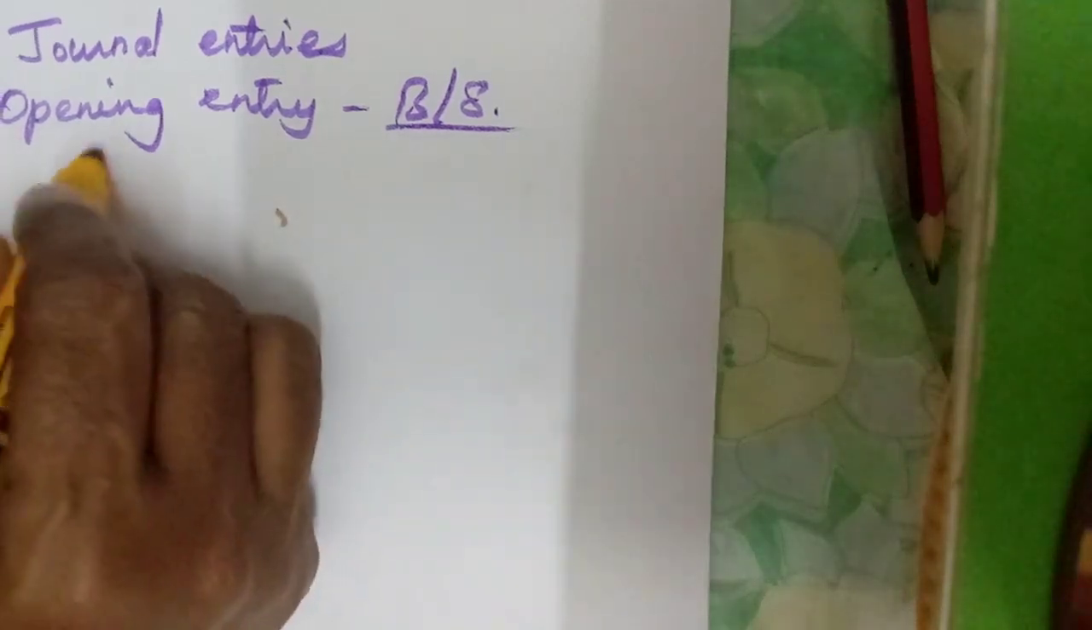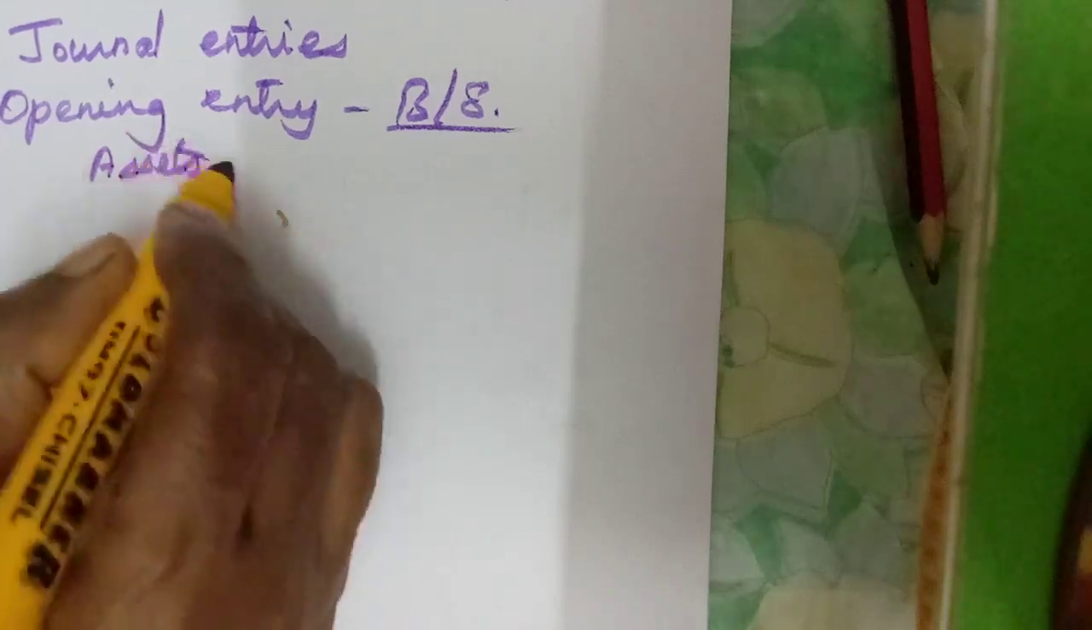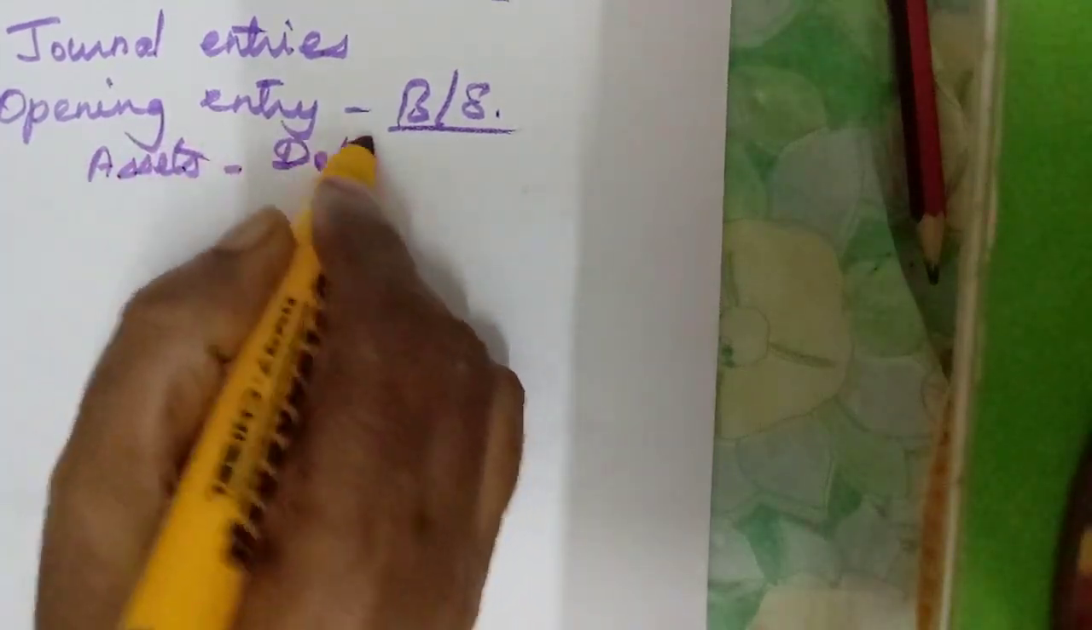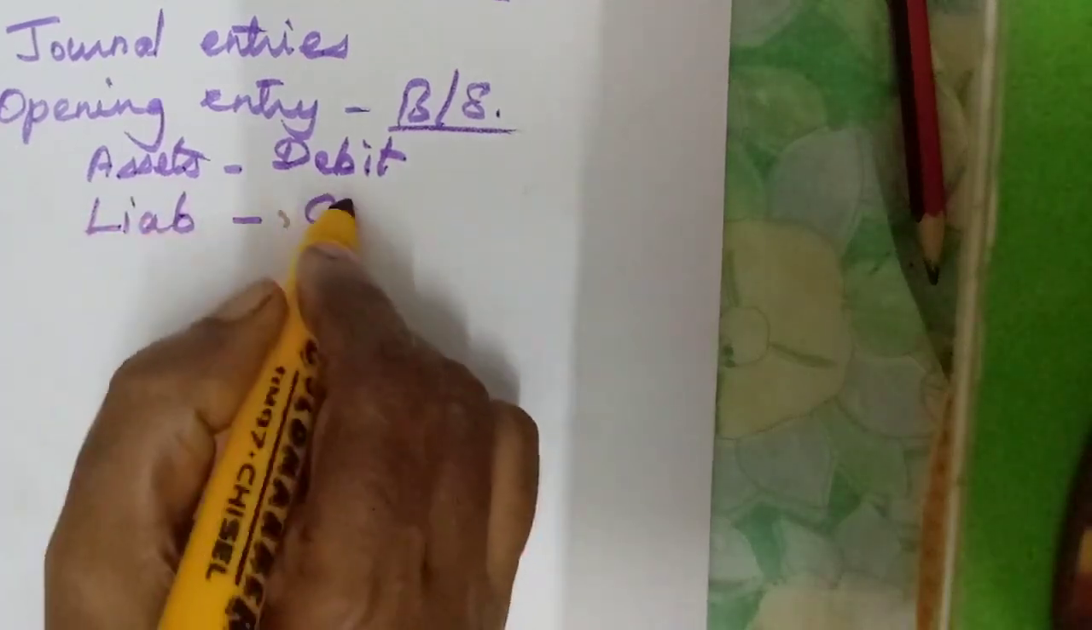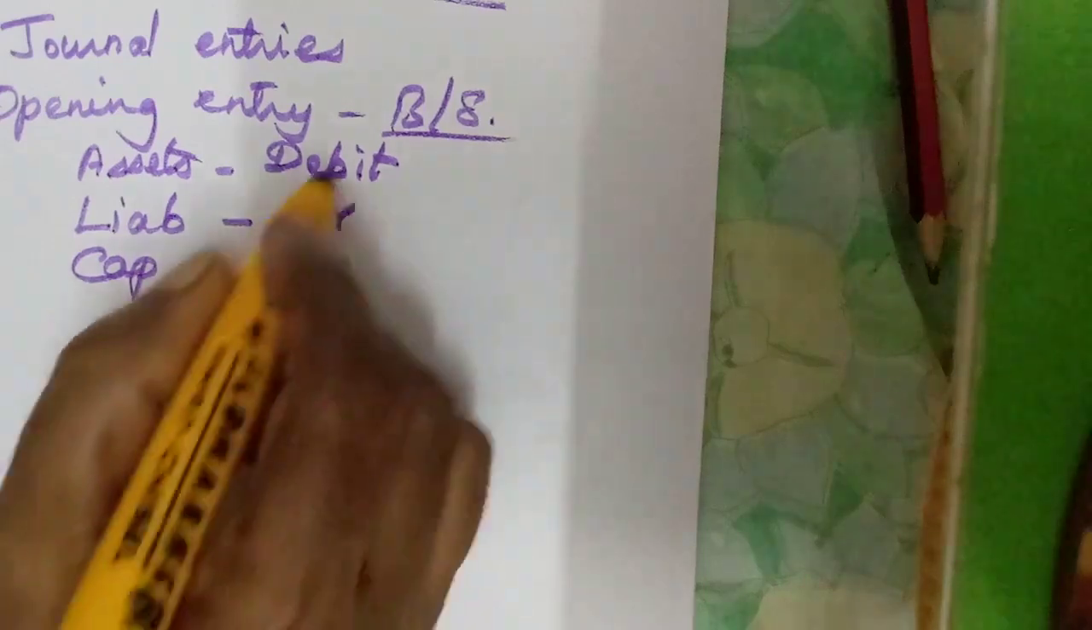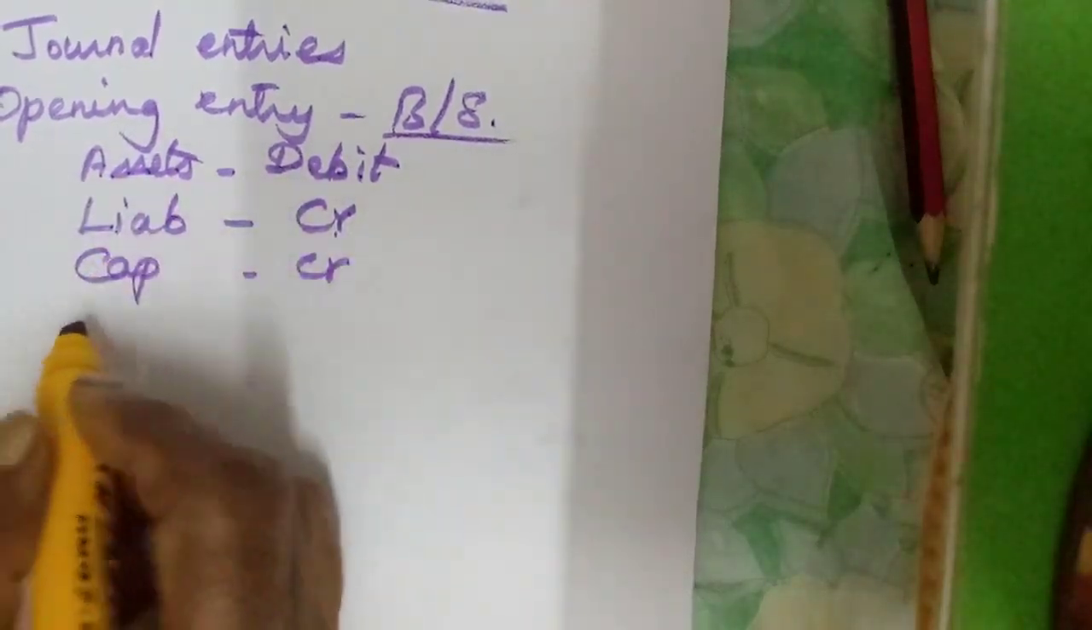Here all the assets will be debited. We know all the assets show which balance? Debit balance. Then all the liabilities show credit balance. Along with the liabilities, capital also will be showing the credit balance. So we will debit all assets and we will credit all liabilities and capital. That is called the opening journal entry. Sometimes they will ask you to prepare one opening journal entry. I think we have studied this one in the third lesson.